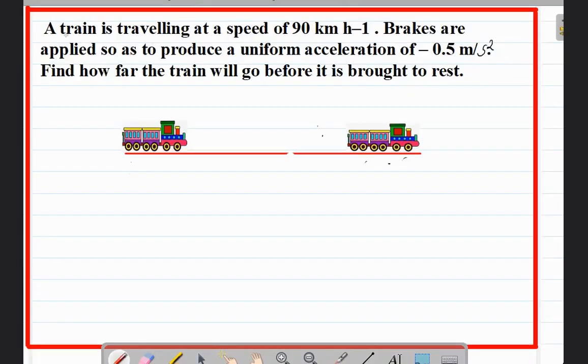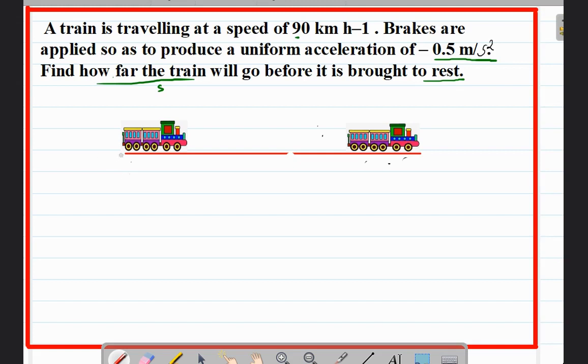It's time to solve another problem which is related to a train. In this question, a train is traveling at a speed of 90 km per hour, and after some time the brakes are applied and it produces a uniform acceleration of minus 0.5 meter per second square. We have to find how far the train will go, that means we have to find distance before it is brought to rest. So my final position is rest, which means my final velocity will be 0.